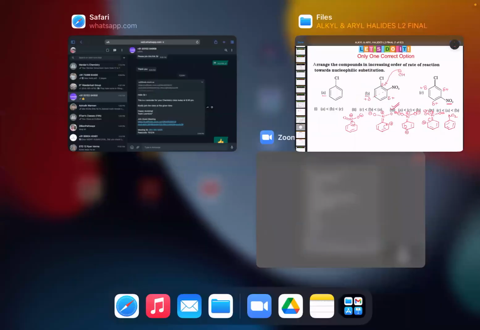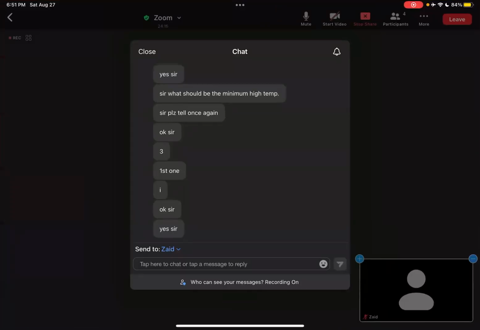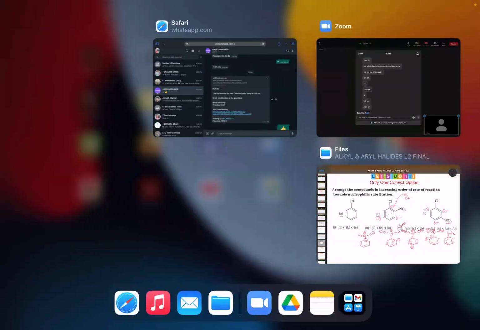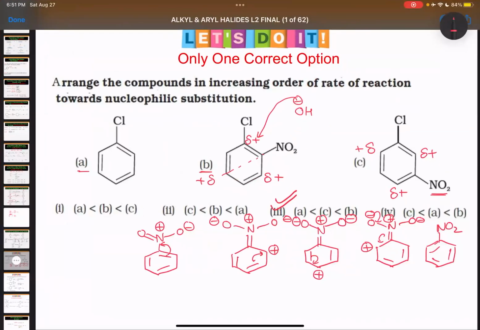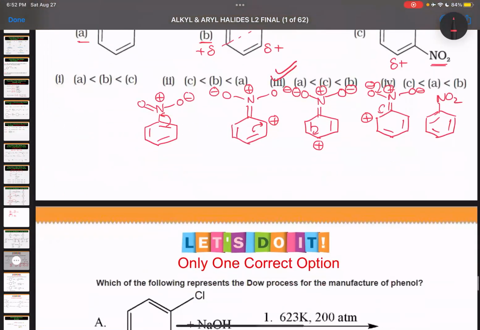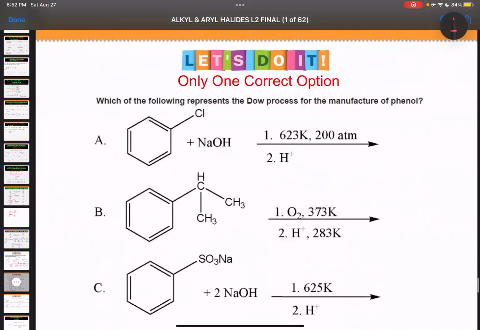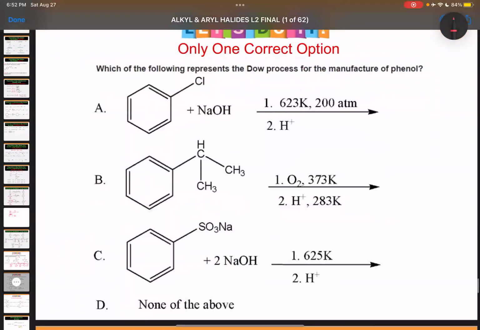I hope you understood this. So this is the nucleophilic substitution reaction. Just keep one thing in mind: if you have more positive charge, the attack is going to happen more easily, because the nucleophile will get attached more easily. So let's do one more question, and tell me which of the following is going to be the right answer.